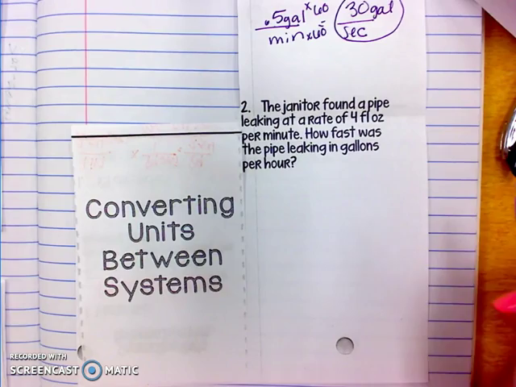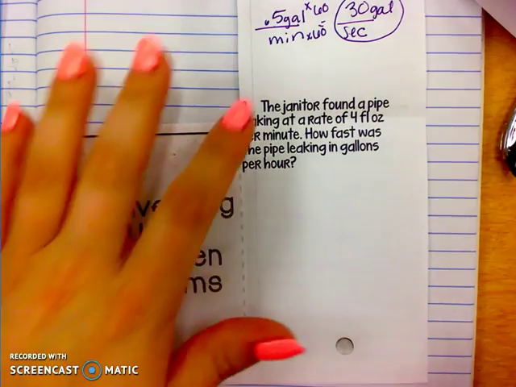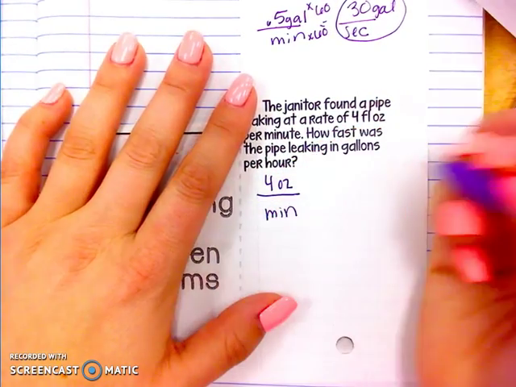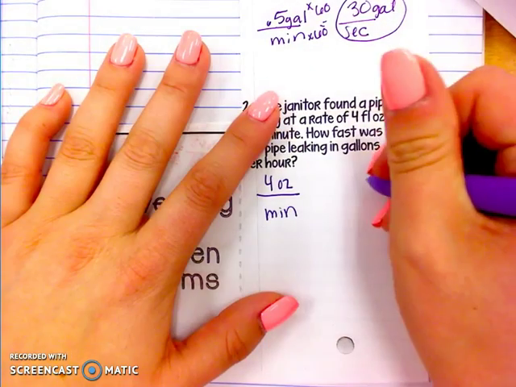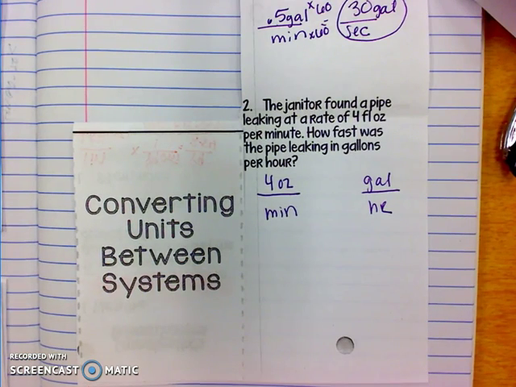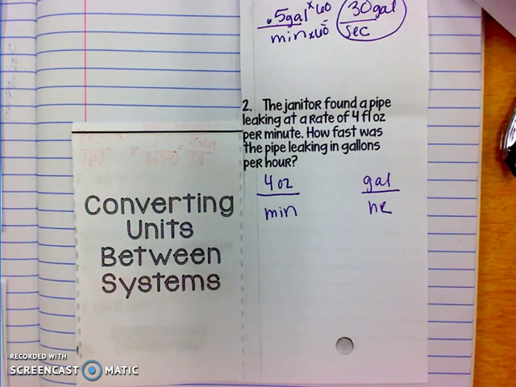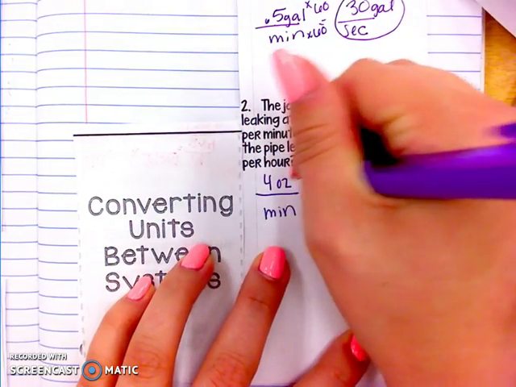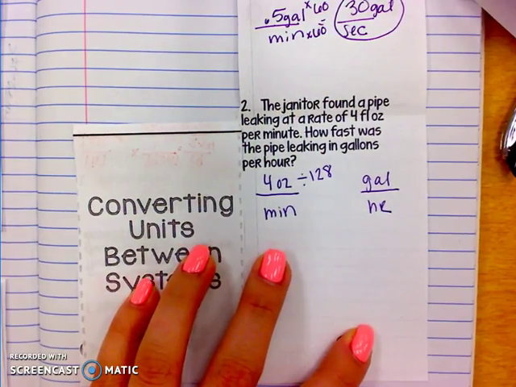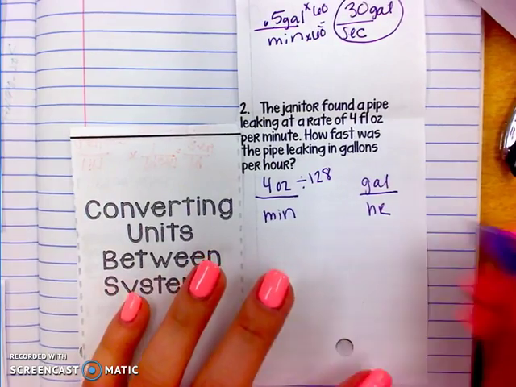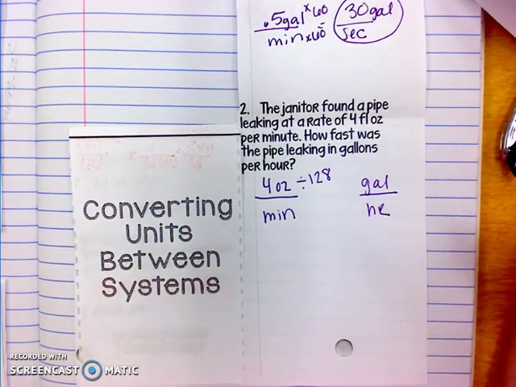Okay, and the last problem that we have is a janitor found a pipe and it's leaking at a rate of 4 fluid ounces per minute, and I'm going to end up getting gallons per hour. Okay, so I have my conversion factor, so I'm going to divide these ounces. Since I'm going to gallons, I'm going to divide by 128. I'm skipping a couple steps here just so that you can see it. You can set it up just like we did up here, but it'll end up being dividing by 128, because that's how many ounces are in a gallon.